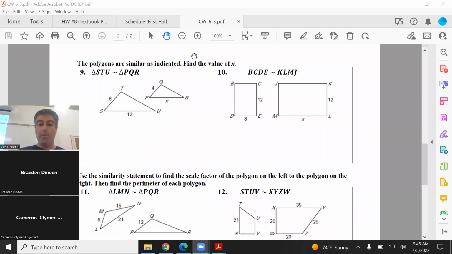In number 9, you're told they are proportional or they are similar. You have to solve for x. So in this case, you have to set two ratios equal to each other. So this 4 corresponds with what? 6. This x corresponds with what? 12. Boom, got it. 4 over 6 equals x over 12.